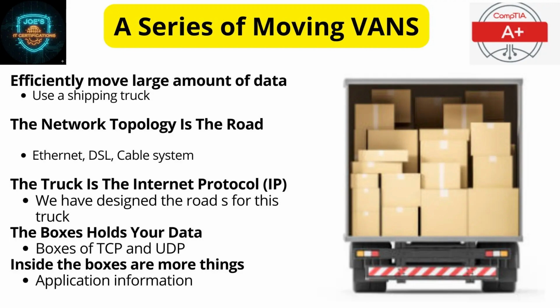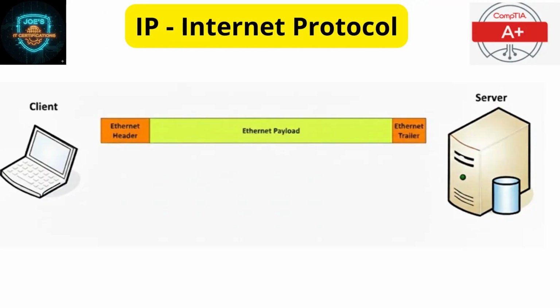Here's a basic diagram of us sending information to a web server. On one side is our client or laptop computer, and on the other side is the web server itself. In this particular example, we're sending this information across an Ethernet network, and all of the information that's being sent across the network is the Ethernet payload. Also included with this Ethernet payload is information at the beginning of this payload, that is a header, and information at the end, that's a trailer. This allows us to know exactly where the data starts and where the data ends.